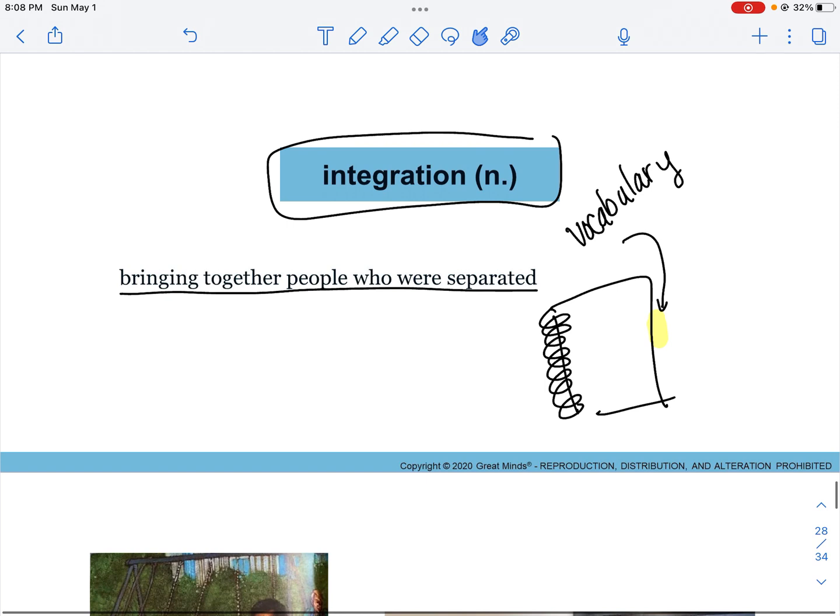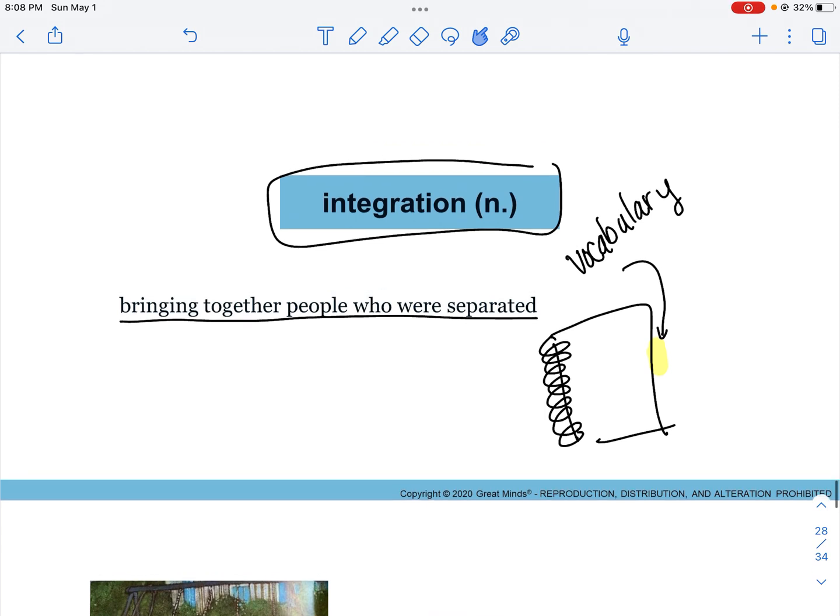We're going to introduce a new word today called integration, which means bringing people together who were separated. So we're going to add this to our vocabulary section of your notebook. Again, we're going to write the word integration, and then write the definition or the meaning of the word, which is bringing together people who were separated. If you need more time to write that, you can pause the video.